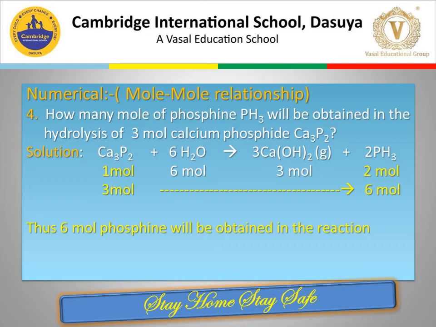Okay, so we have 1 mole of calcium phosphide reacting with 6 mole of water to give 3 mole of calcium hydroxide and 2 mole of phosphine. So here we have 1 mole of calcium phosphide giving 2 mole of phosphine. Therefore, 3 mole of calcium phosphide will give 6 mole of phosphine. Since the phosphine obtained is double the amount of calcium phosphide, we get 3 mole of calcium phosphide giving 6 mole of phosphine, and this is the amount of phosphine which will be obtained in the reaction.